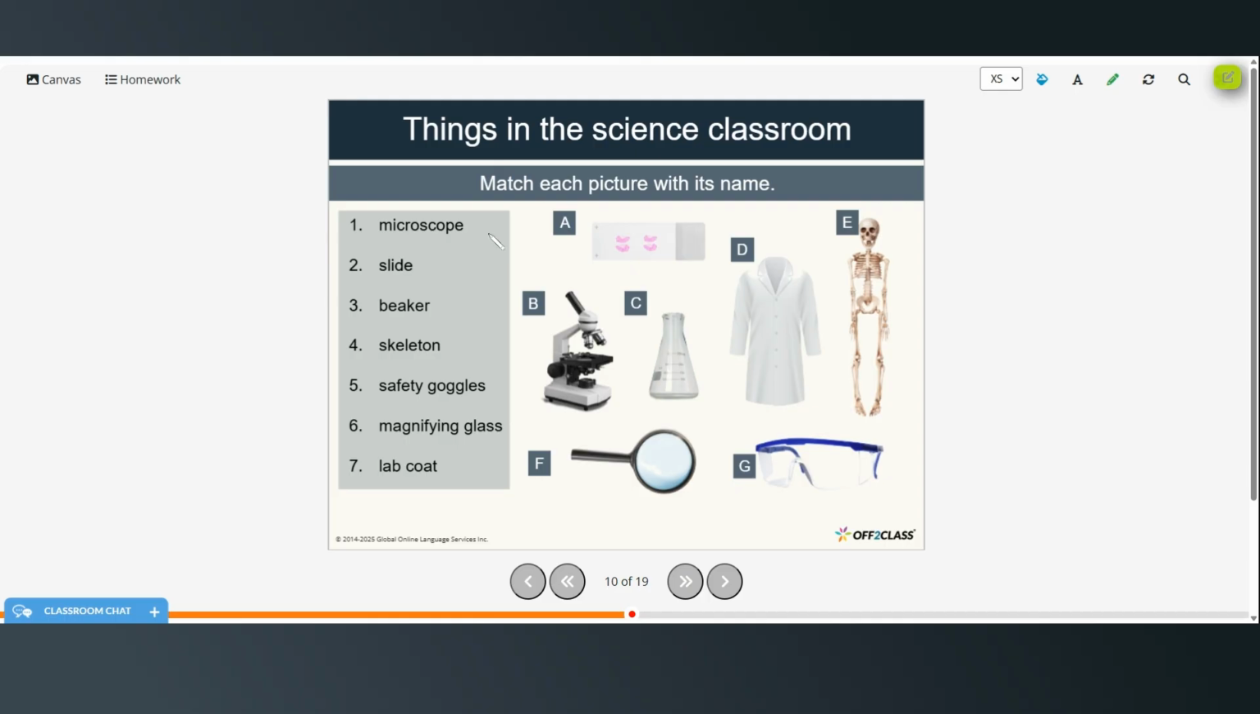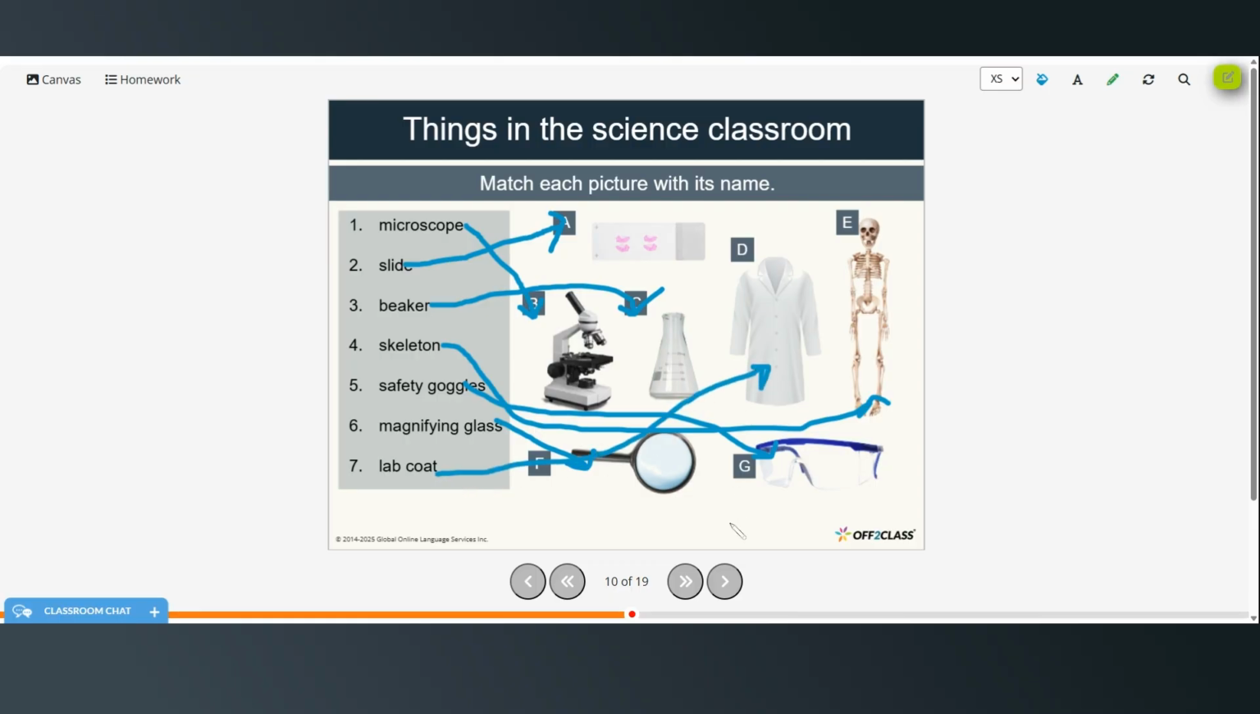So number one, microscope goes with letter B. Slide goes with letter A. Beaker goes with letter C. Skeleton is letter E. Safety goggles, I skipped that one. Safety goggles is letter G. Magnifying glass is letter F. And lab coat is letter D.